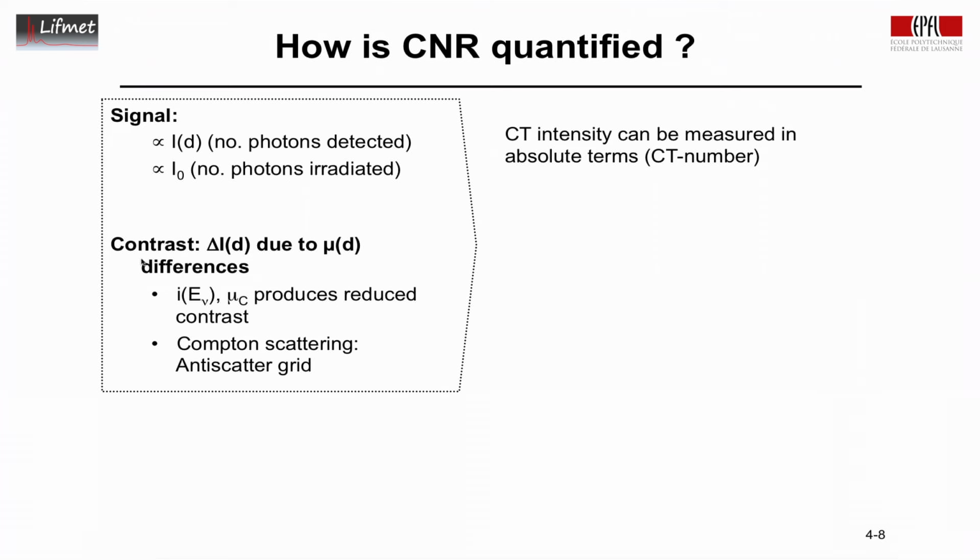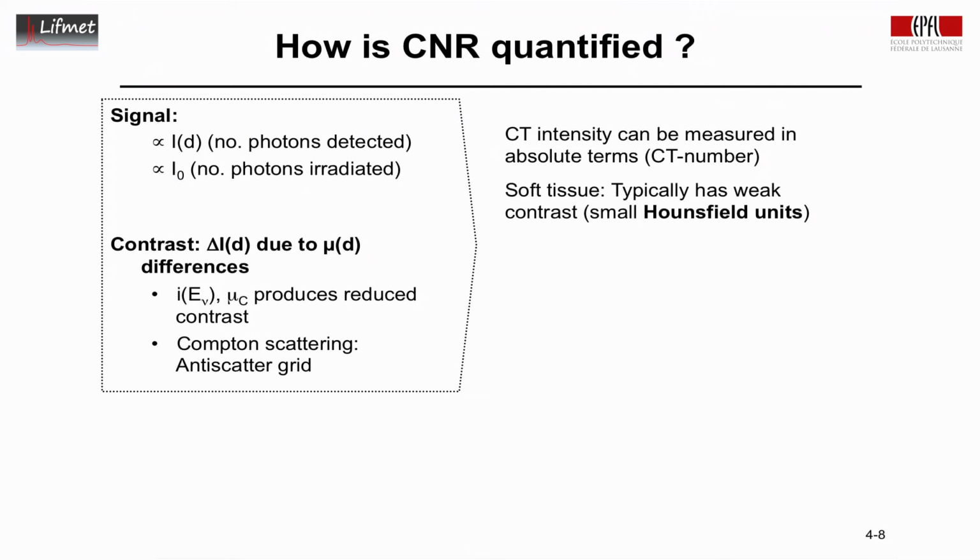Now the thing is here, what I want to point out is we have the intensity, I0. We have the link here, the linear attenuation coefficient. And so since we can measure the relative I of d as a function of I0, we can have an absolute measure of the absorption of the CT. And this is something where CT, for example, is different from MRI. We have an absolute measure of the CT intensity, and this gives rise to the term CT number.